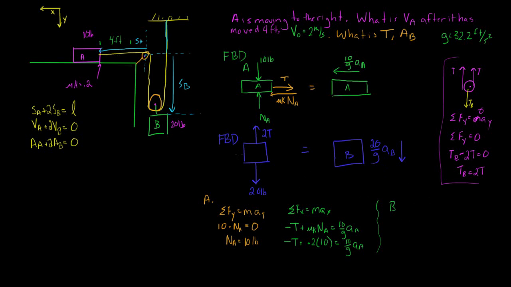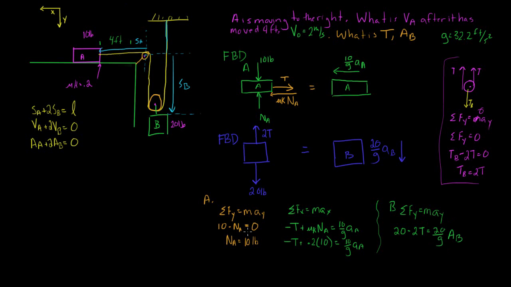Now we can look at block B, and in this block we only have to consider the y direction. There's nothing happening in the x direction. So the sum of the forces in the y direction is equal to a mass times an acceleration in the y direction. Our sum of the forces, we have 20 minus 2T is equal to this 20 over g times the acceleration of B.